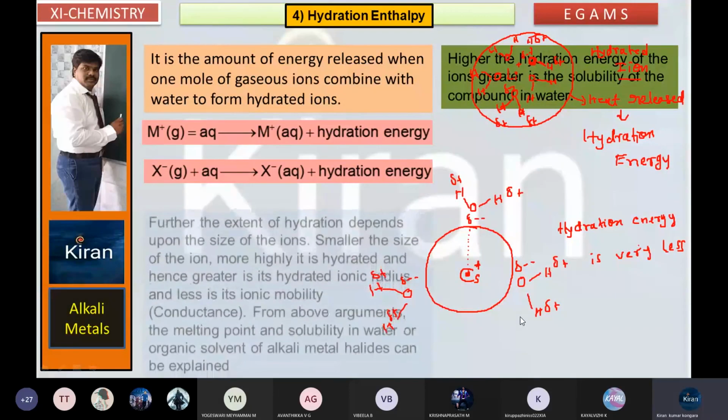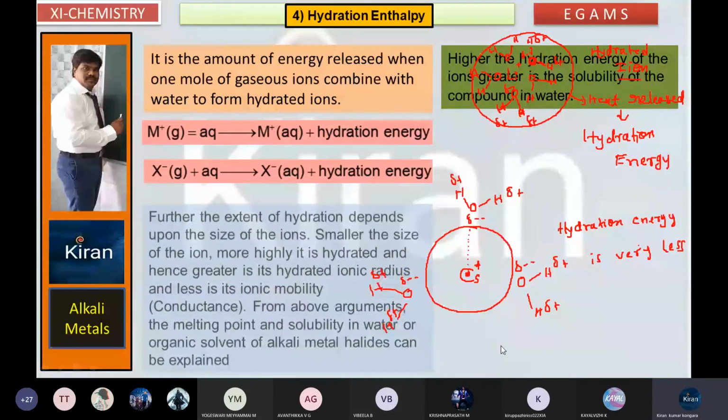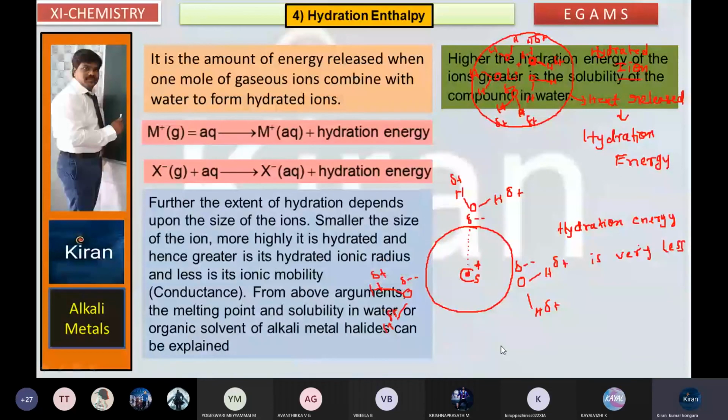Further, the extent of hydration depends upon the size of the ions. Yes, the hydration depends on the size of the ions. The smaller the size of the ion, the more highly it is hydrated. It is smaller, more hydrated. And hence greater is the hydrated ionic radius and less its ionic mobility.